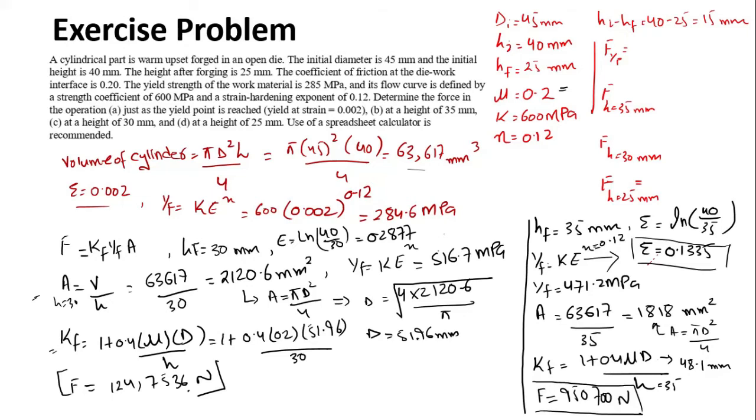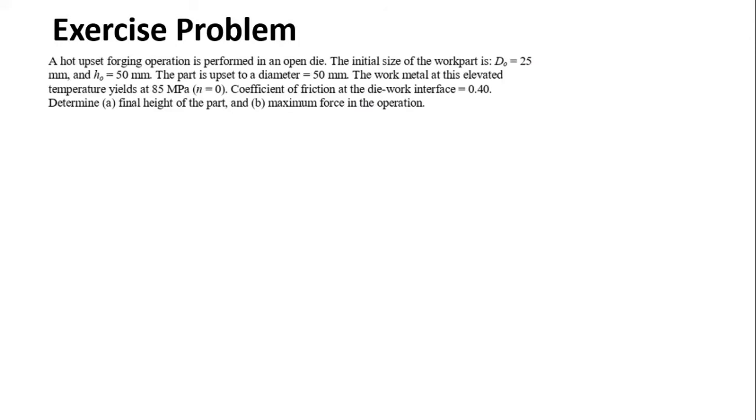Now let's move on to the next numerical. The next problem states that a hot upset forging operation is performed in an open die. The initial size of the work part is d0, that is 25 millimeter, and the initial height is 50 millimeter. The part is to be upset to a diameter of 50 millimeter. So our primary concern in this one is to achieve the diameter of 50 millimeter. The work material at this elevated temperature yields at 85 megapascal.